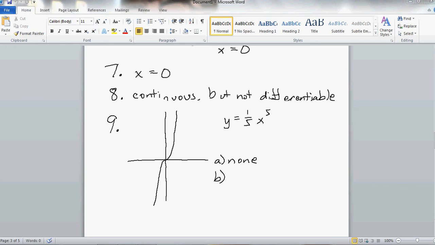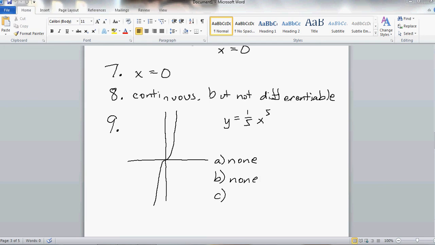Part B says, for what values of x, if any, is y prime negative? Well, once again, y prime means the slope. Well, what's the slope down here? Positive, very steep, positive 40 or something like that maybe. Here it's maybe positive 1. Here it's 0. Positive 1. Positive 18. Positive 40. Who knows? It's positive. The question is, for what values of x, if any, is y prime negative? Well, that means none.